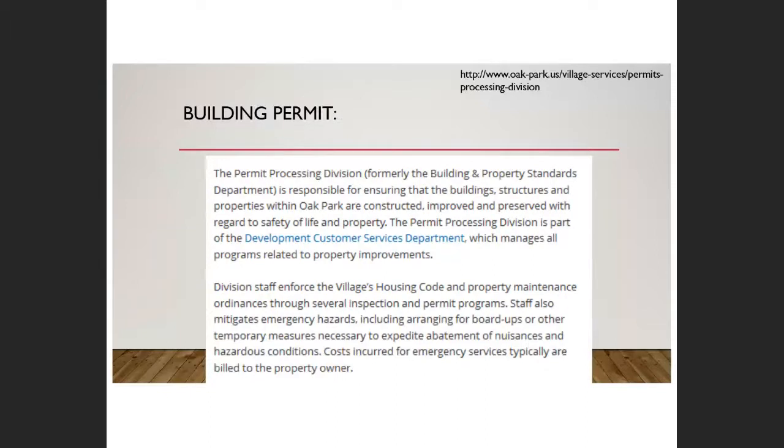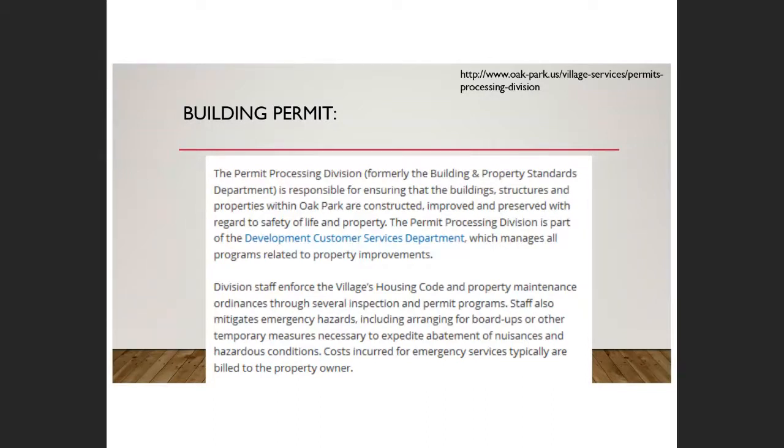So along with a building code is a building permit. Again, each village or jurisdiction will have a slightly different process, but generally speaking, if you're going to build something or make a major renovation, you typically need permission from your jurisdiction, from your town or city or your village. You need permission to do that work. That permission is called a building permit.